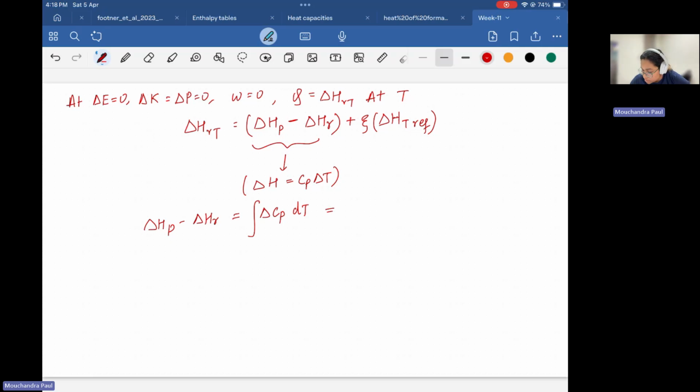And let's say delta Cp has a form of alpha plus beta T plus gamma T square, something of that sort of form. Then it will become delta alpha T plus delta beta by 2 T square plus delta gamma by 3 T cube and some integral constant C. Let's substitute this here.